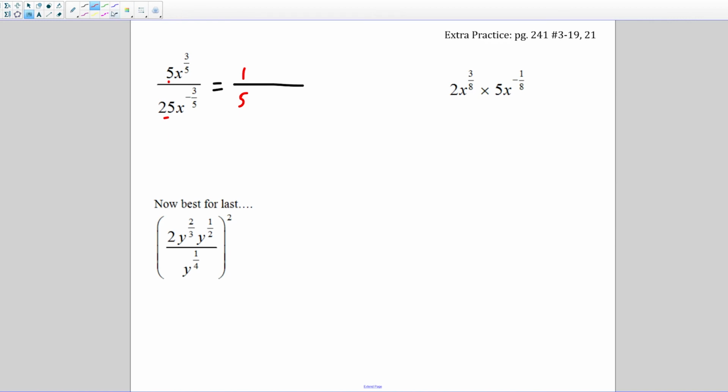And now I can go ahead and work with the x's here. X to the power of 3 over 5 divided by x to the power of negative 3 over 5. I'm going to add them because when I subtract a negative, I am adding. So I am left with x to the power of 6 over 5. And I can just simplify this to x to the power of 6 over 5 divided by 5.